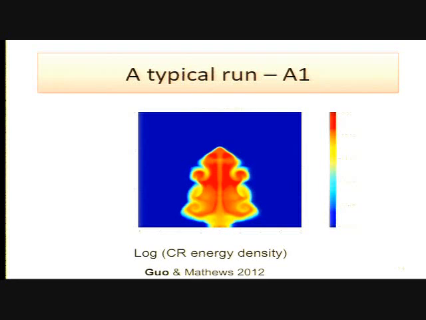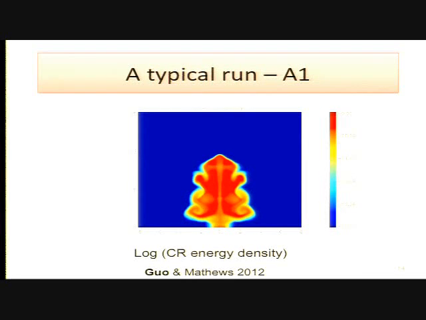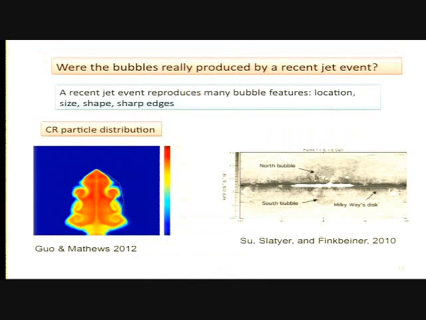So this shows the cosmic ray distribution. As the jet is only active for a short amount of time, the age of this bubble event is typically 1 to 3 million years. It's actually very short. Now let's compare with observations.